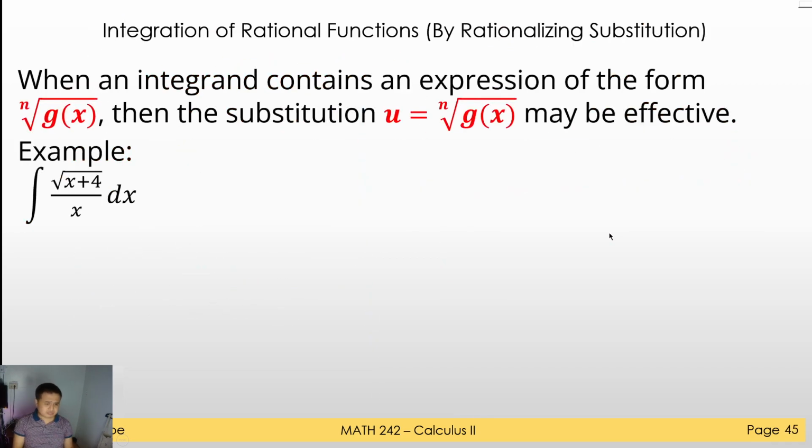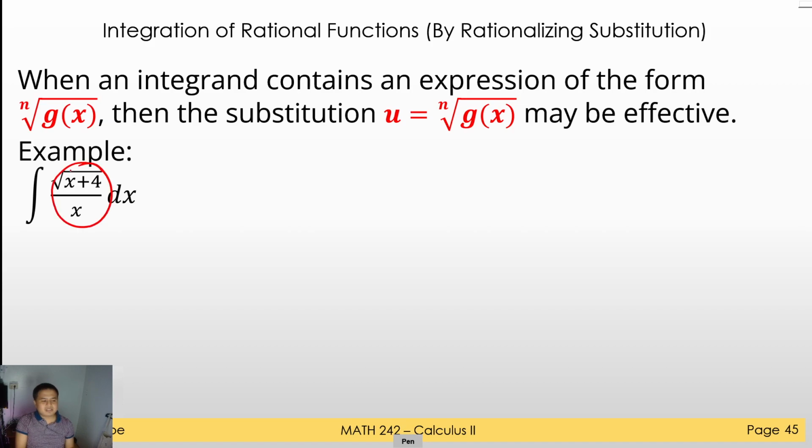Okay, the very last problem at last, finally. So when an integrand contains an expression of the form square root of or the nth root of g of x, then the substitution u equals the nth root of g of x may be effective. So strong word here, no? May be effective. So there is an element of trial and error. If nothing works really, then you might try doing this substitution.